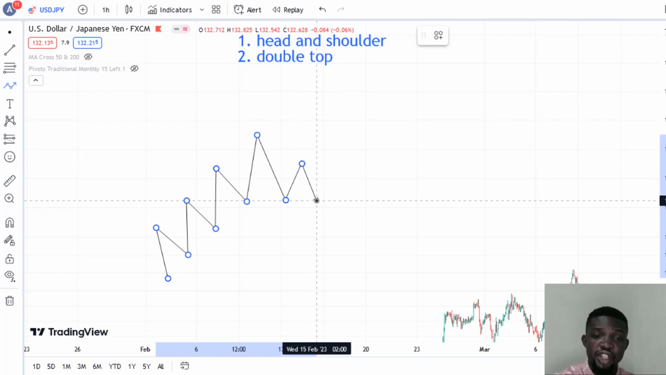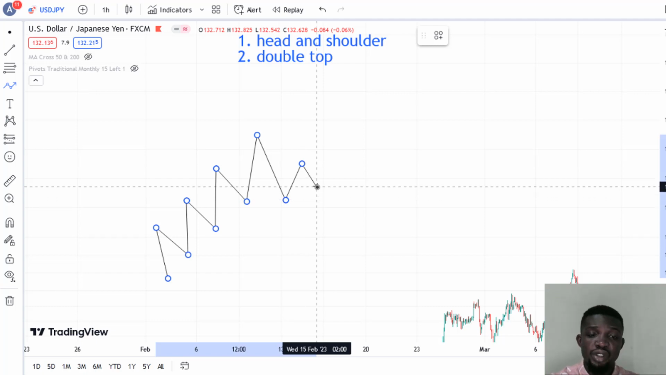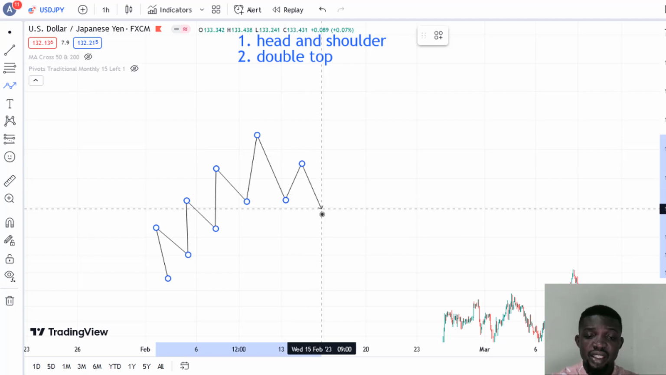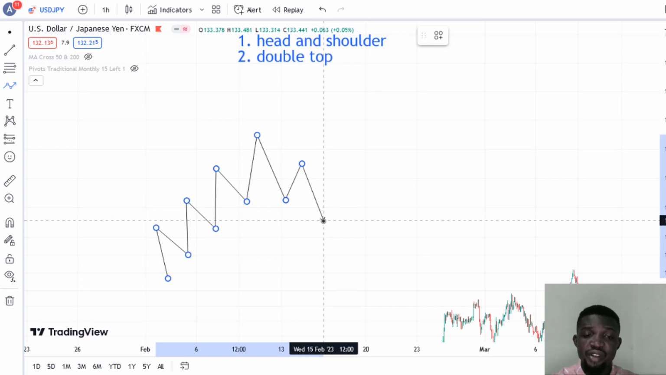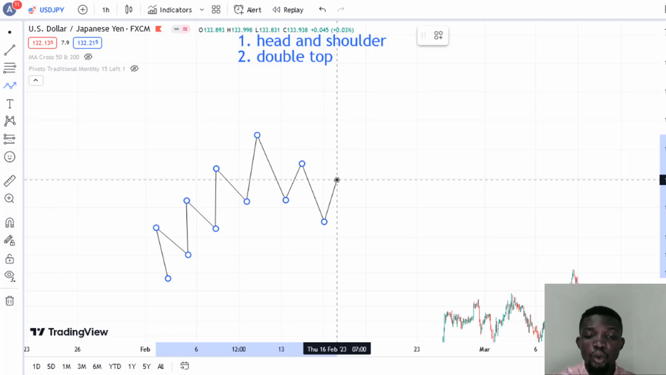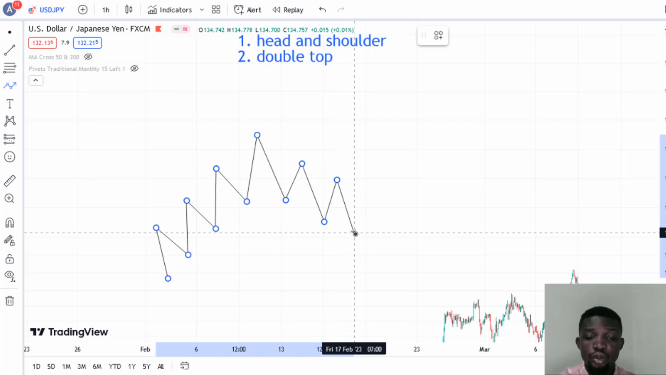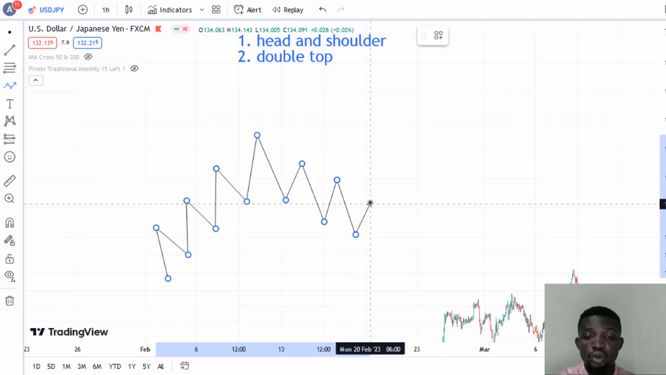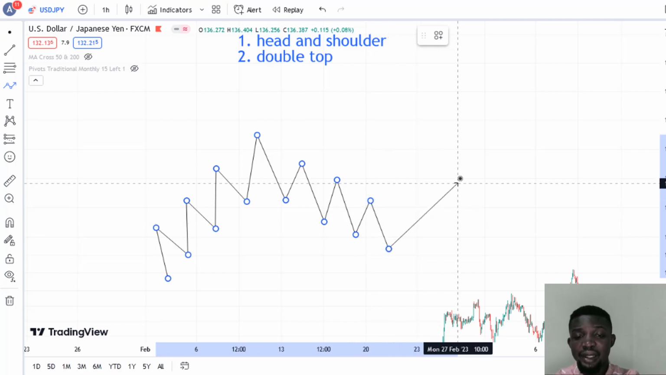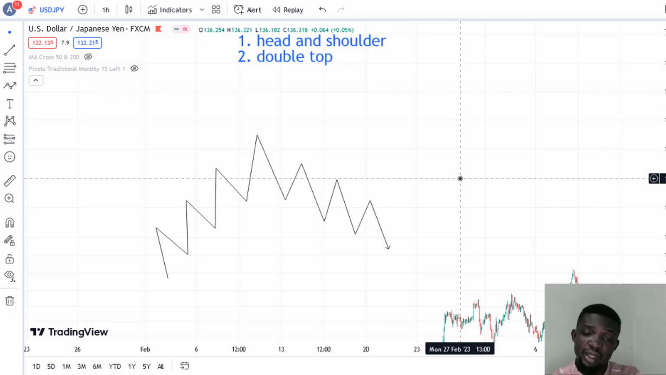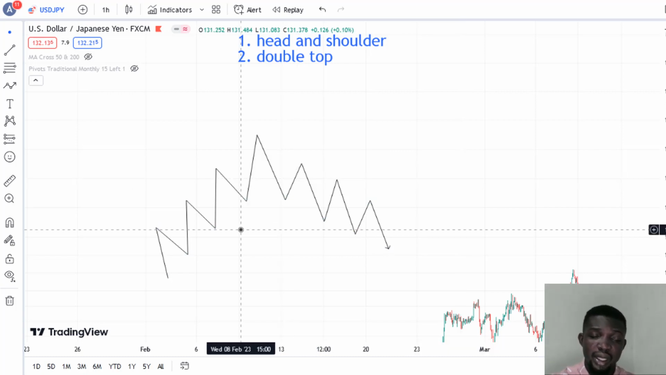That's why we say there's a change in character of the market. Now, the market failed to give us a new higher high. Then the market starts giving us what? Lower low, lower high, lower low, lower high, lower low, like that. And that's how the downtrend market continues.